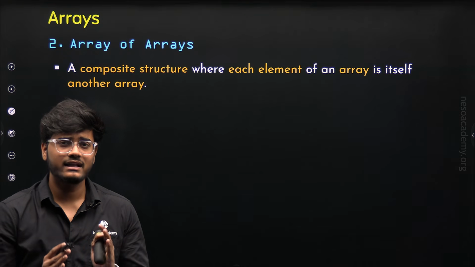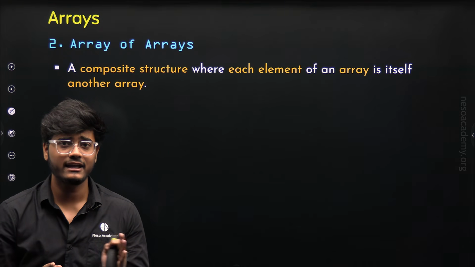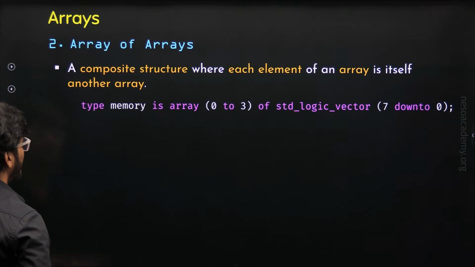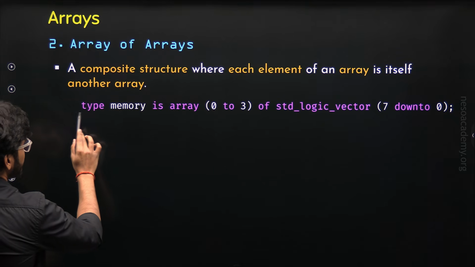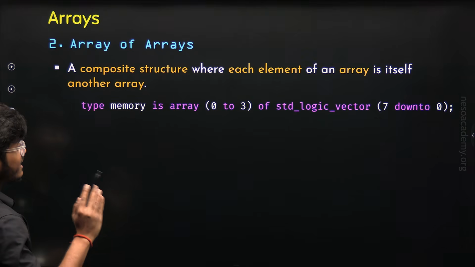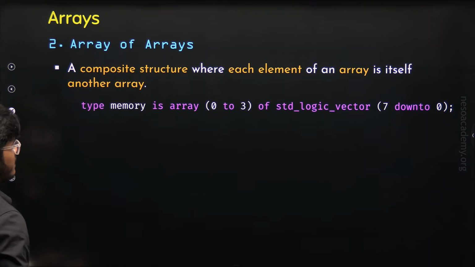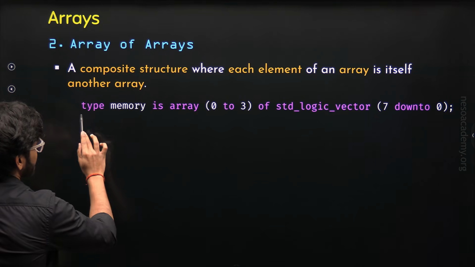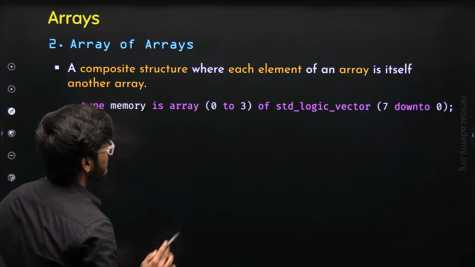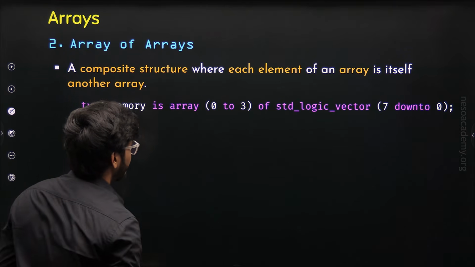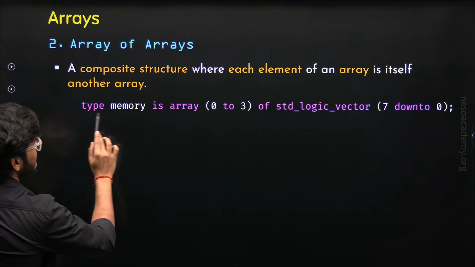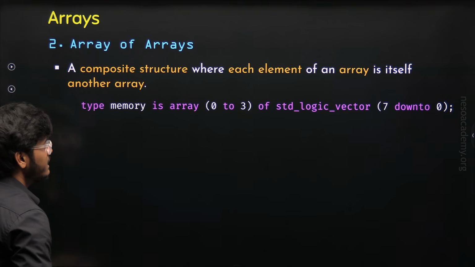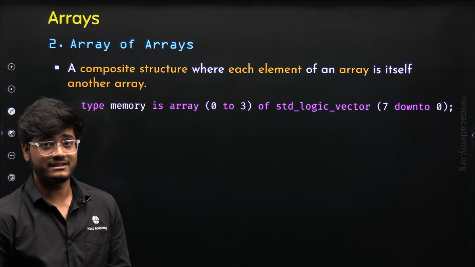But first, let's understand how to create an array of arrays using the keyword type. We have already seen that this keyword type is used to create a custom data type. So here I am creating a custom data type called memory. Type memory is array. Now these keywords is array specify that this data type memory is an array, which means this data type memory contains multiple arrays.